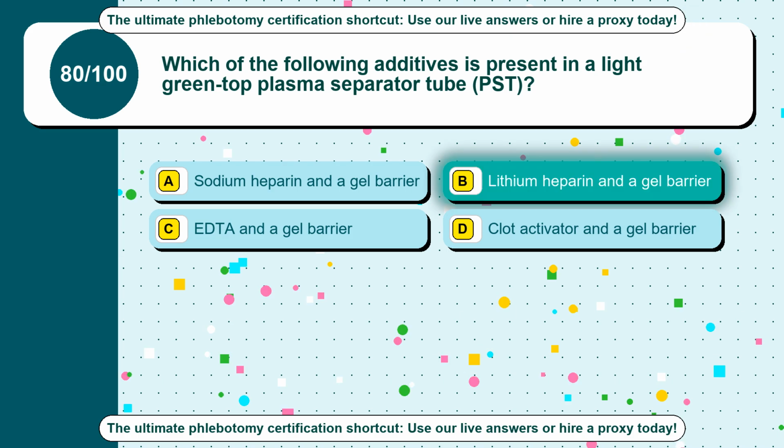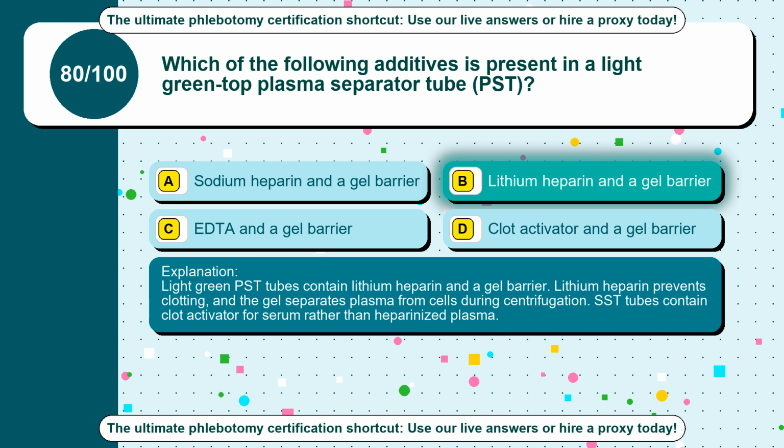The correct answer is option B, lithium heparin and a gel barrier. Light green PSD tubes contain lithium heparin and a gel barrier. Lithium heparin prevents clotting, and the gel separates plasma from cells during centrifugation. SST tubes contain clot activator for serum rather than heparinized plasma.